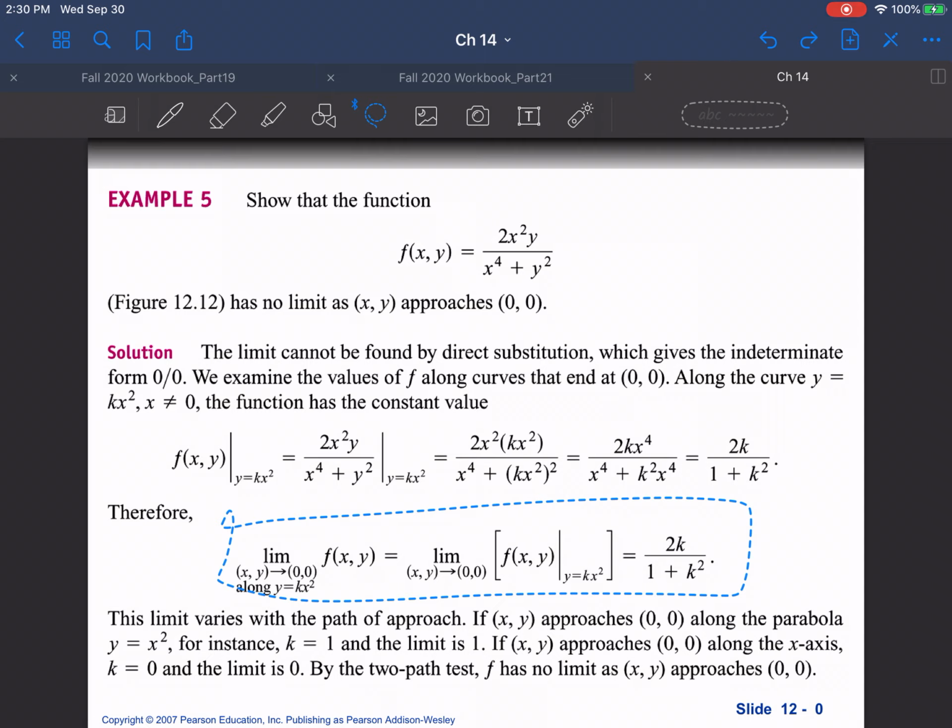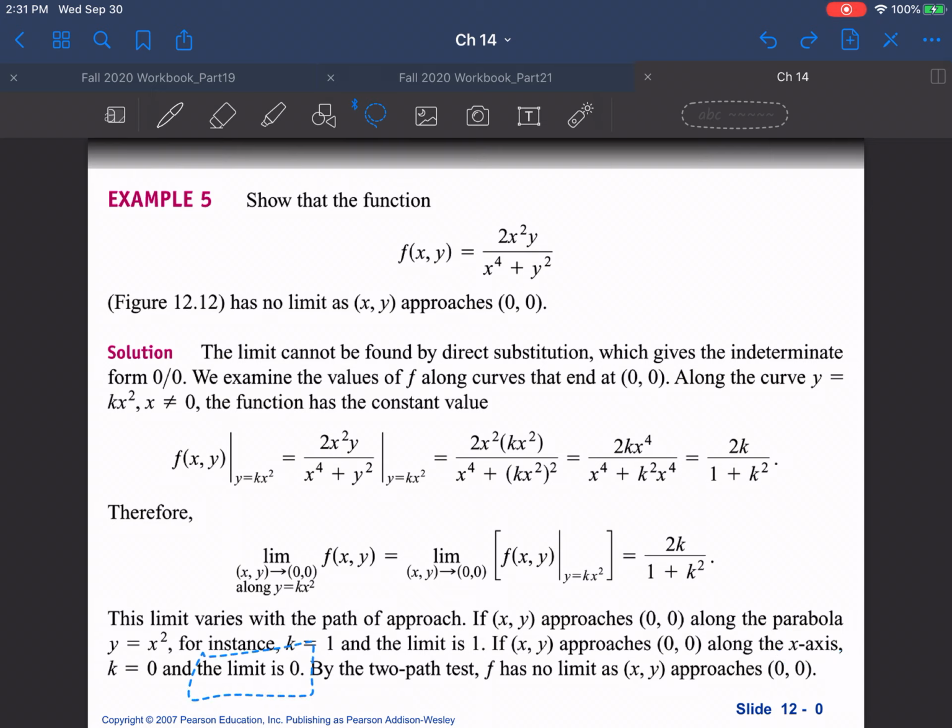Here we have different values of k. We're going to have different limits along each one as we go towards 0, 0. For example, if you pick k equals 1, which moves you along the y equals x squared parabola, you end up with 2 over 2, and you have a limit of 1. But if you travel along k equals 0, which is just along the x-axis here, you end up getting a limit of 0. And so therefore there's two different limits based on there, and therefore it's different.